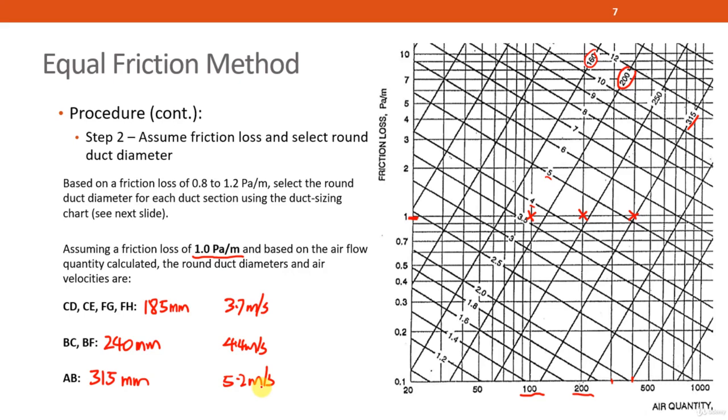As you can see from here, once you have assumed a friction loss value and you have the different airflow quantities at the different duct sections, you will be able to get the other two values, which are the round duct diameter and the air velocity.